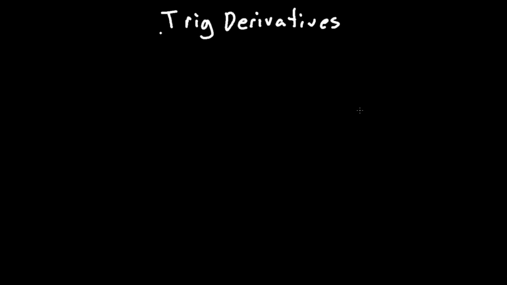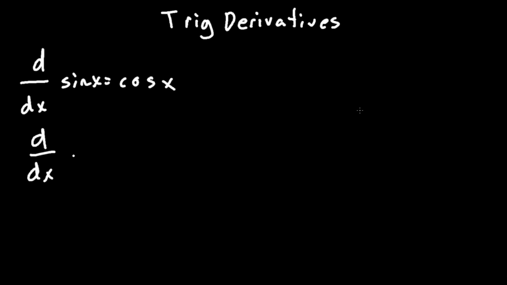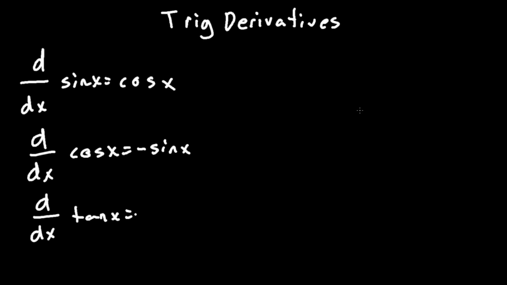In this video, we're going to be talking about the trig derivatives, the exponential derivatives, and also the inverse trig function derivatives. So to start off, the derivative of sine of x is equal to cosine of x. You simply have to memorize that. The derivative of cosine of x is equal to negative sine of x, and the derivative of tangent of x is equal to secant squared of x.